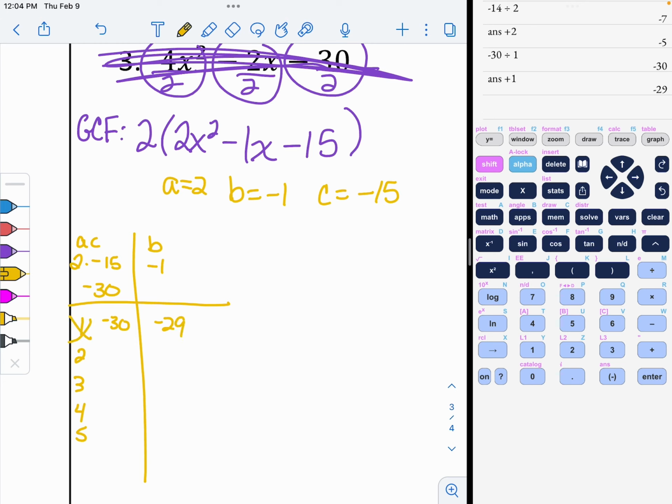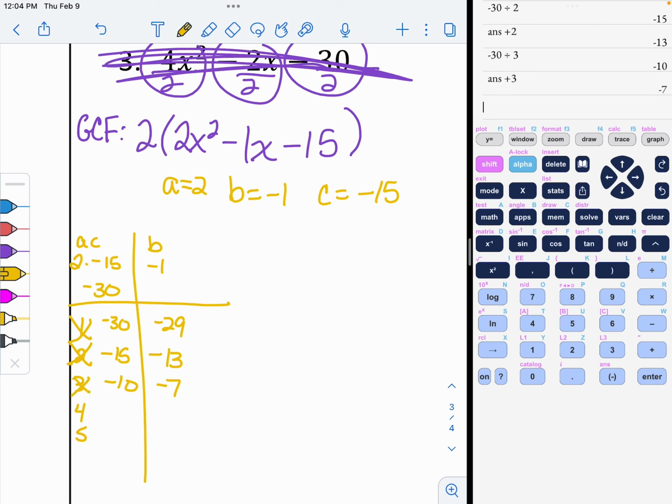Not what I want. I want to get negative 1 over here. Okay, negative 30 divided by 2. Negative 15, add. Negative 13. Again, not what I want because I want to get a negative 1. Negative 30 divided by 3. Negative 10. Negative 7 when you add. Oh, sorry, I didn't show you.